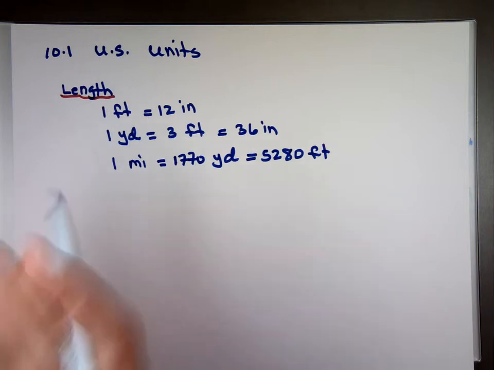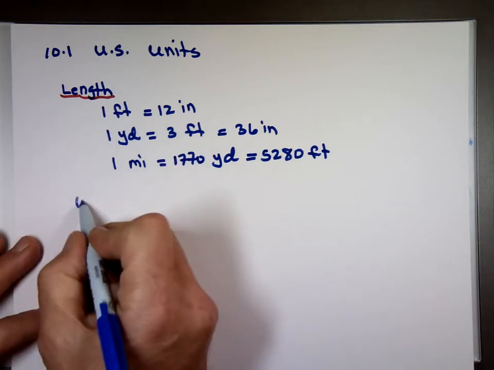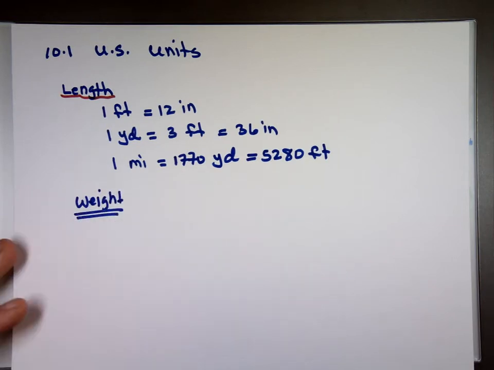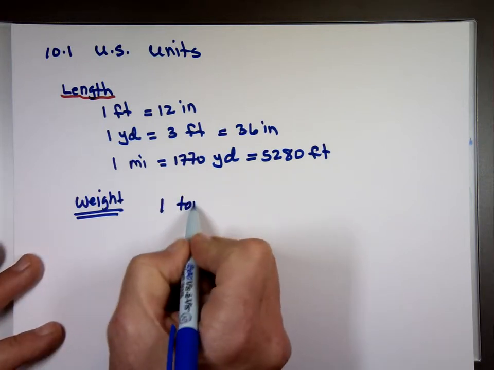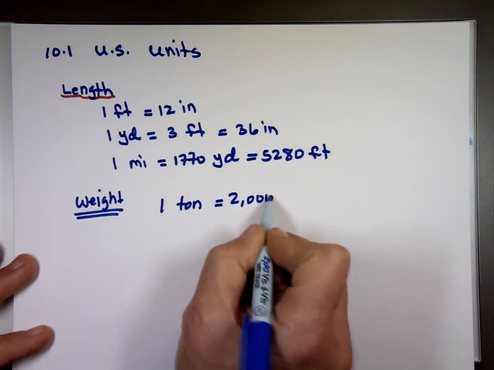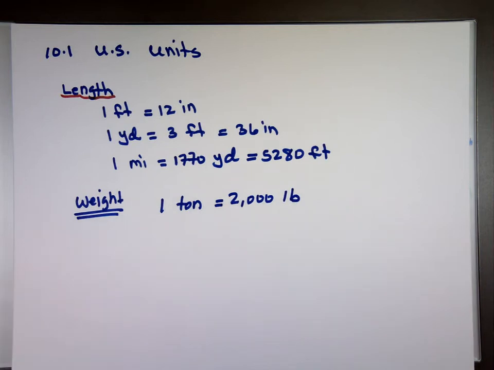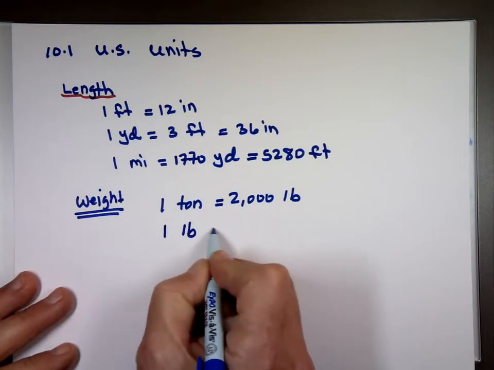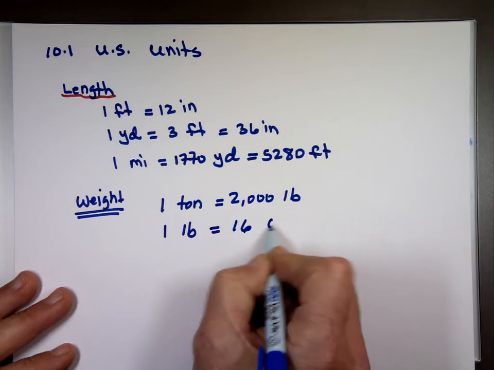Now, if you were measuring the weight, how heavy something is, like your car, for weight we use tons and pounds. 1 ton is equal to what? 2,000 pounds. So if you have a car that weighs a ton, that means it weighs 2,000 pounds. If your truck weighs 2 tons, that's 4,000 pounds. We also use pounds. A pound is how many ounces? 16 ounces.